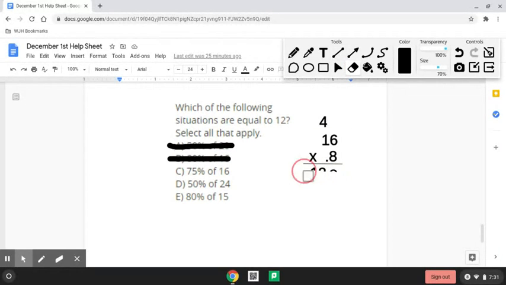75% of 16. If you're really good at your times tables, you might just know that off the top of your head, but I will demonstrate. So moving the decimal place 2 spots, 1, 2, we have 0.75 times 16. So I'll actually write it with that on top. Ooh, this could be a doozy.